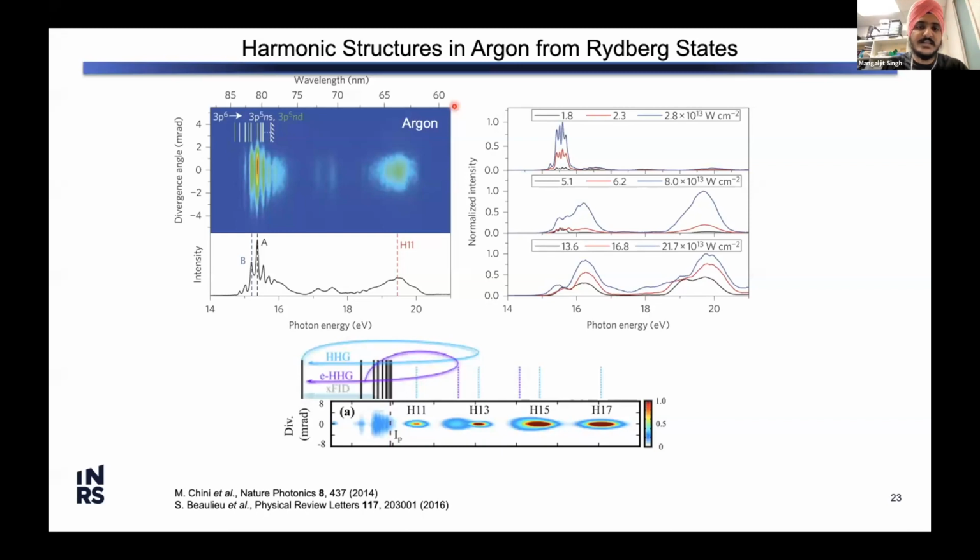When we looked at the harmonic spectrum generated from argon gas in different studies, we observed that just below the ionization threshold, studies have shown some kind of resonant enhancement of the harmonic order. For example, here we can see an enhancement of the harmonic just below the ionization threshold. And even in this different study, we can see some kind of structure. So we decided to find a similar kind of enhancement in our case, that means in laser-ablated plumes.